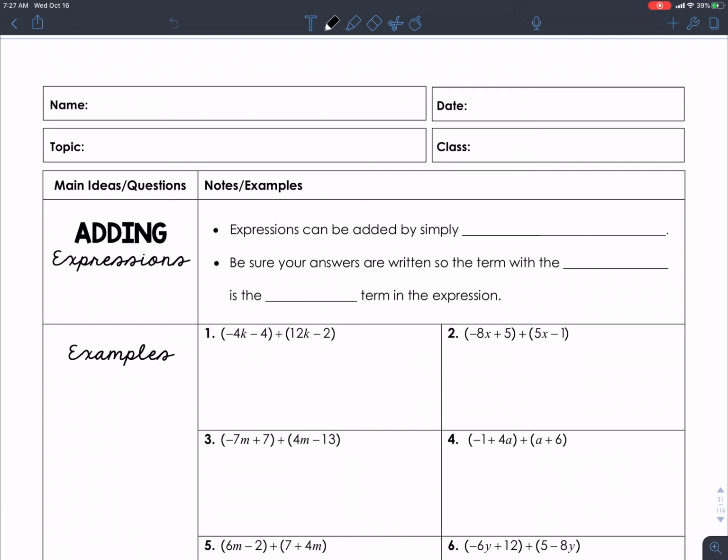Okay, today is adding and subtracting expressions. So that is our topic, adding and subtracting expressions.